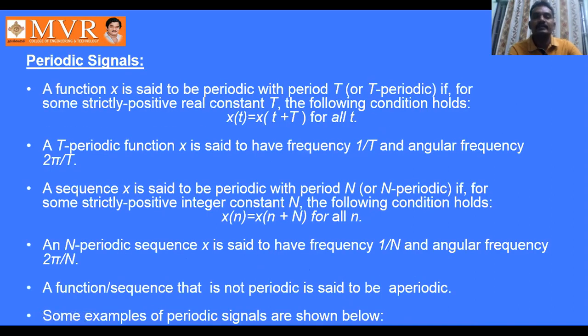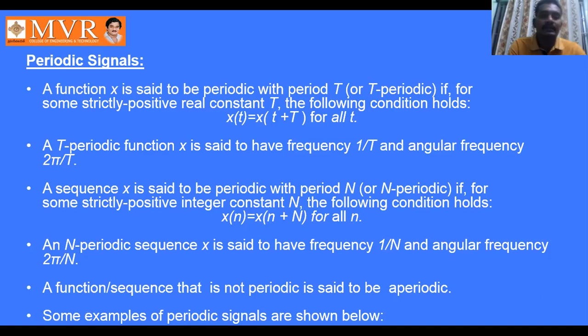Then coming to the periodic signals, how is the periodic signal defined? What is meant by periodic signal? Suppose a sinusoidal signal is there. A sinusoidal signal is repeated with a particular time period until infinity. Then this is called a periodic signal. So mathematically it is represented as x of t is equal to x of t plus T for all values of t. So a function x is said to be periodic with a period T, or T periodic, if for some strictly positive real constant capital T, the following condition holds, that is x of t is equal to x of t plus T for all values of t.